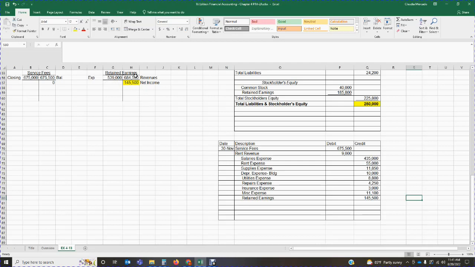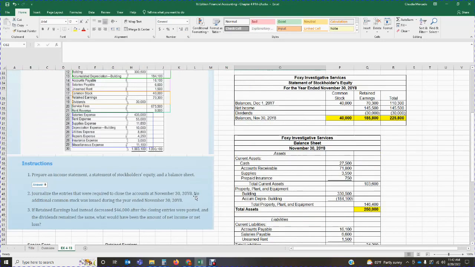So now I know that the net amount that was transferred to my retained earnings was my revenues less my expenses. So my retained earnings increased, or got credited, by 145,500, which was the amount of my entry. So I'm transferring my net income into my retained earnings. The next thing that we have to do is close our dividends. So, let's look at dividends.